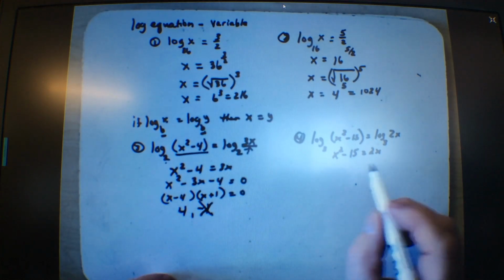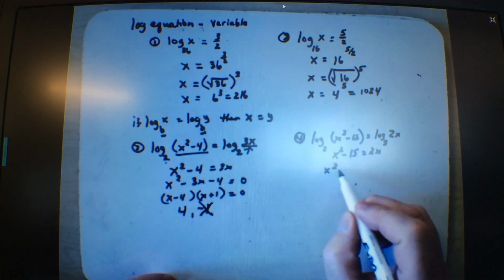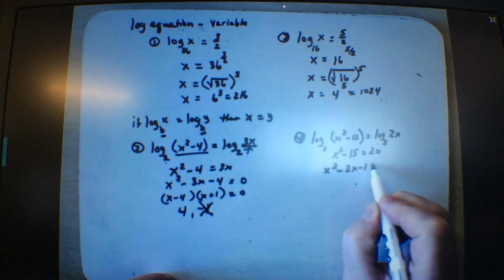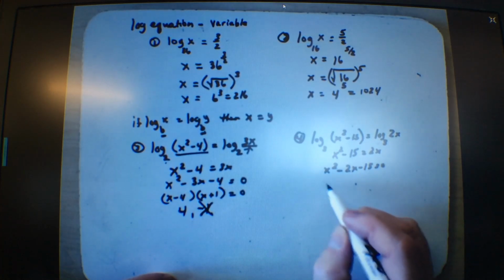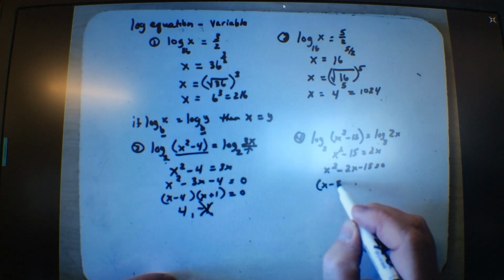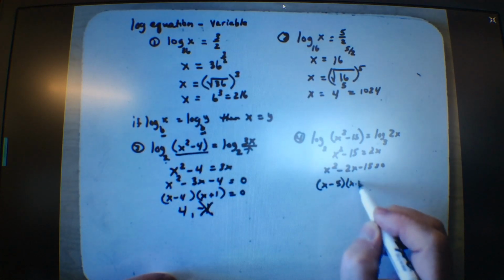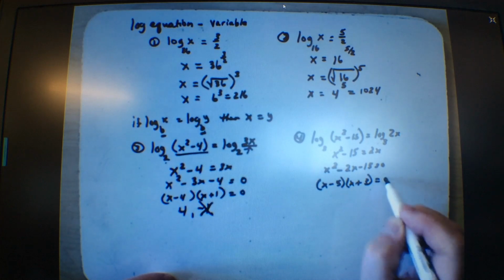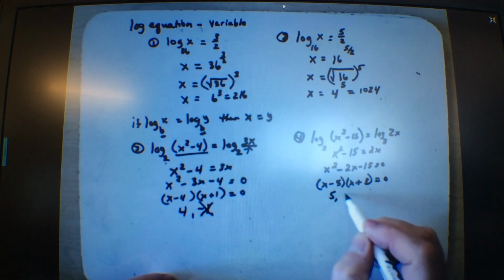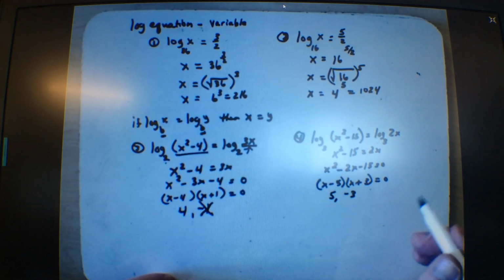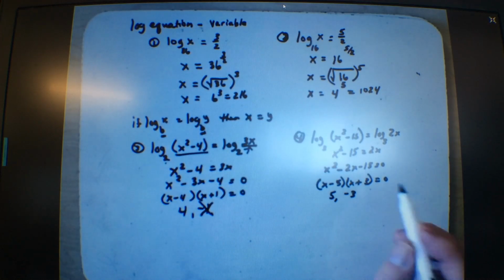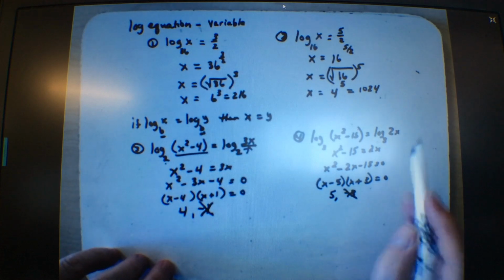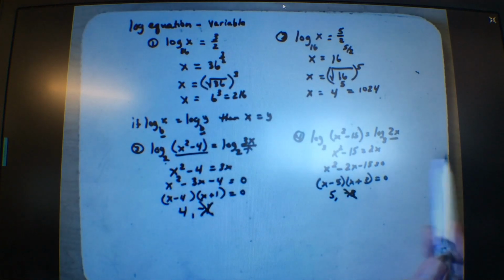You put it all on one side, and you factor it, reverse FOIL. I believe it's 5 and 3, correct? Okay, so my possible values are 5 and negative 3, is that correct? Which one don't you think works? Negative 3. That's correct. Negative 3 does not work because this becomes a negative 6x.